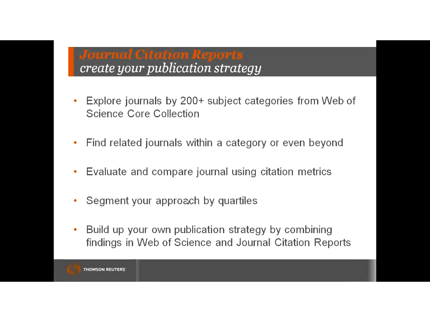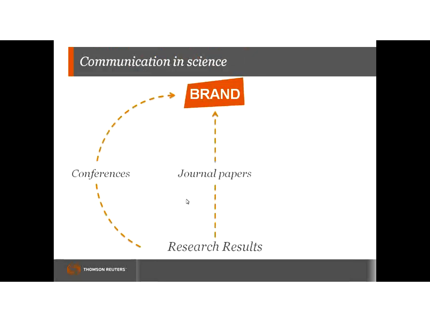And build up your own publication strategy by combining findings in Web of Science. When you do a search in Web of Science, you know which journals publish most in that category, so I may have some chances to be published in that journal. I can have a look at the quartile and the impact factor directly from Web of Science without having to open Journal Citation Reports, and of course Journal Citation Reports to get more insights on the journal.